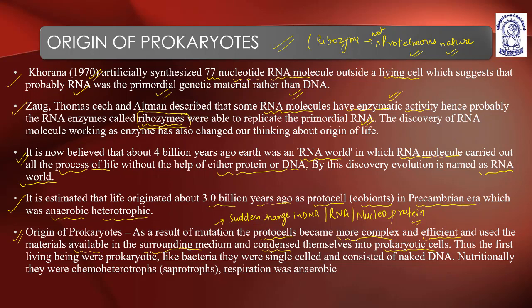These protocells come up with drastic changes, that is, now they are basically heading towards being more complex and efficient and use the materials around them for their survival. Okay, they condense their size and now they are basically converted into prokaryotic cells. Thus, the first living beings were prokaryotic.